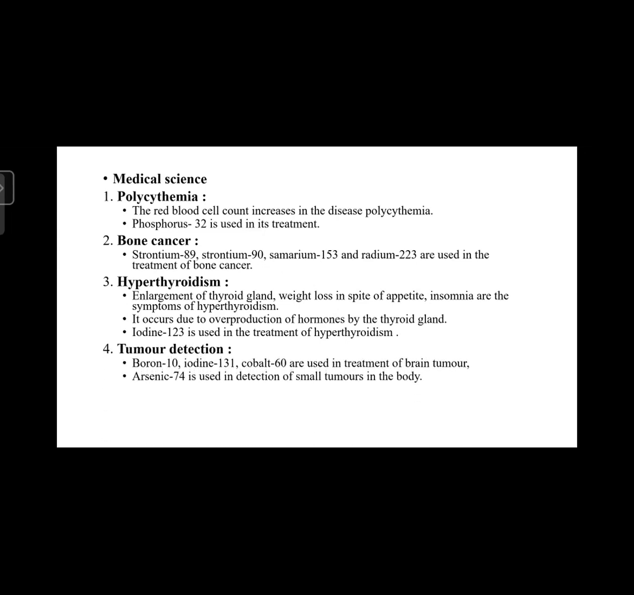And the last one, that is tumor detection: boron 10, iodine 131, cobalt 60. These are used in the treatment of brain tumor. Arsenic 74 is used in the detection of small tumors in the body.